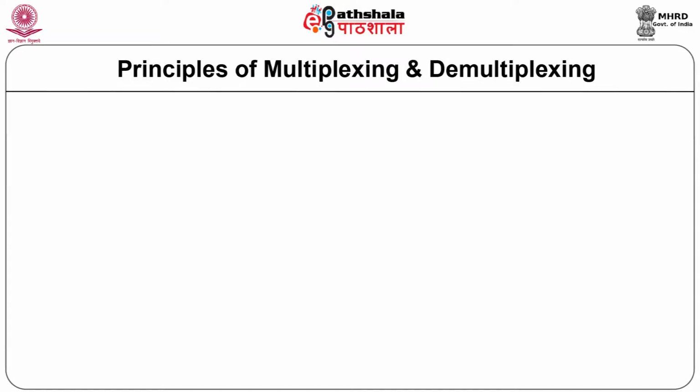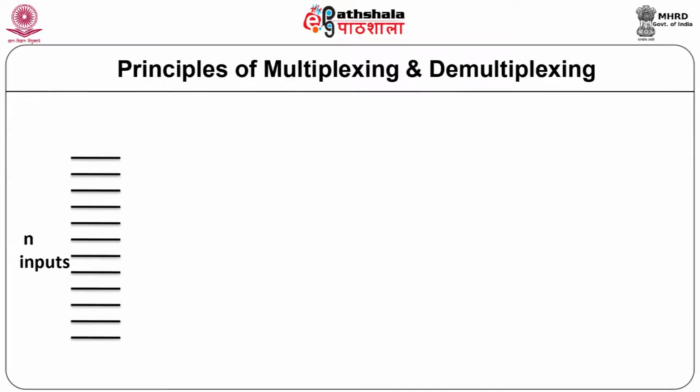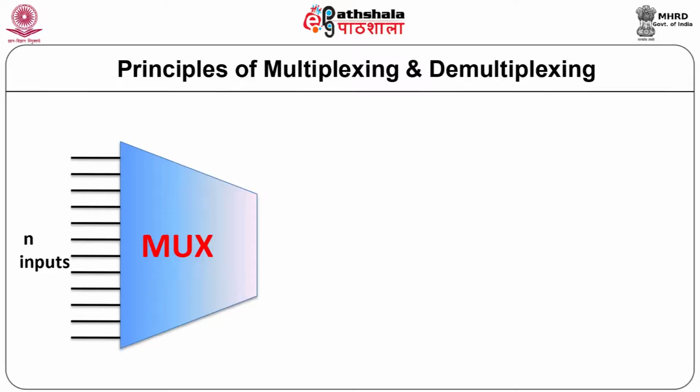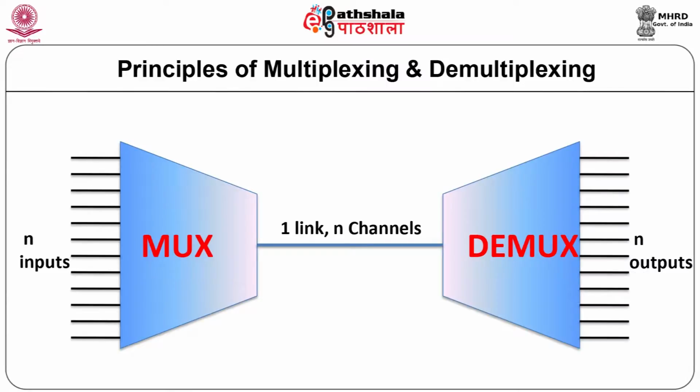Let us now begin with principles of multiplexing and demultiplexing. Let us consider a system with n inputs. Multiplexing means sharing. It means many to one. A multiplexer is a device that allows digital information from several inputs to be routed onto a single line for transmission. The multiplexed data is transmitted over a single line to a common destination. Demultiplexer accepts this data and redistributes it to the n outputs.